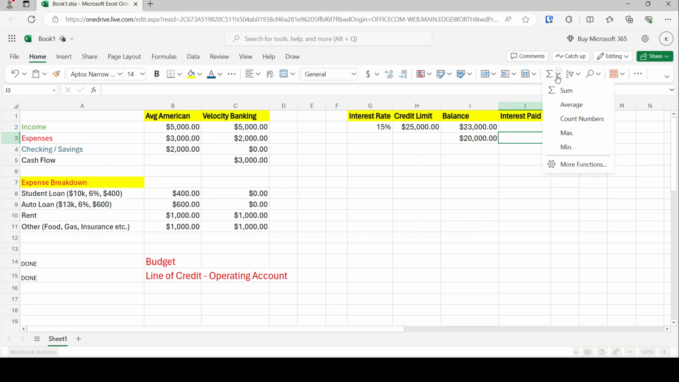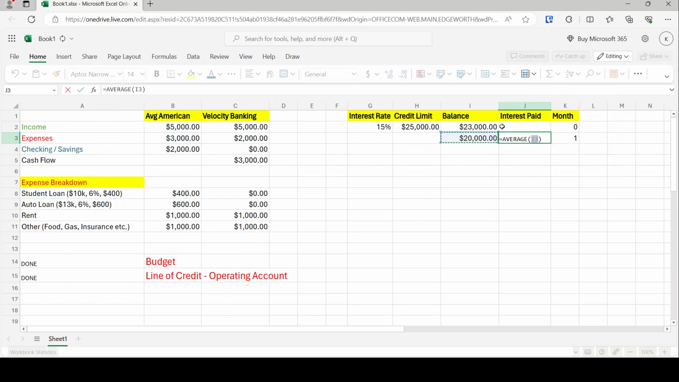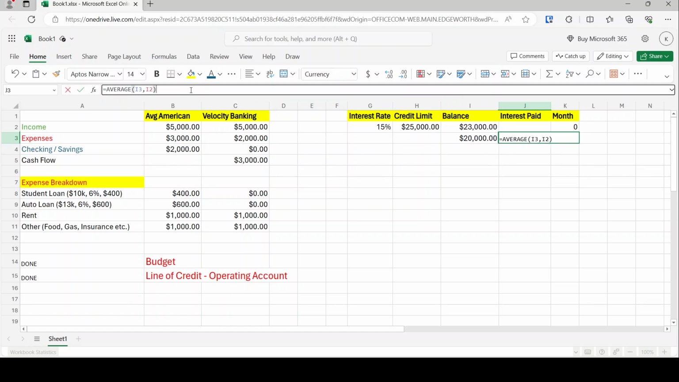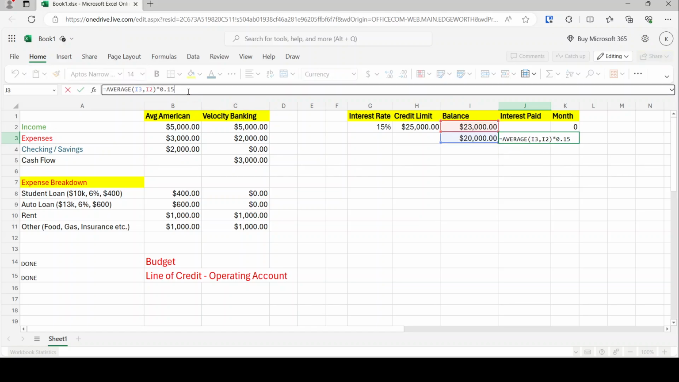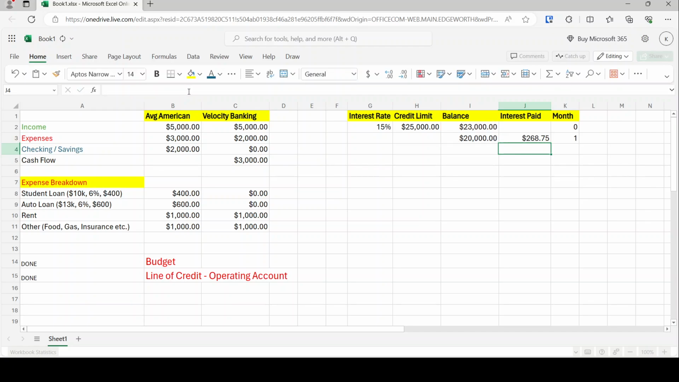And the way that we calculate interest is by calculating with the average daily balance. So as a way to estimate it, we can average these two numbers, and then multiply it by the interest rate, so times 0.15. Not only that, you have to divide by 12, because this interest rate is the annual interest rate, and you just divide by 12 to get the monthly amount.